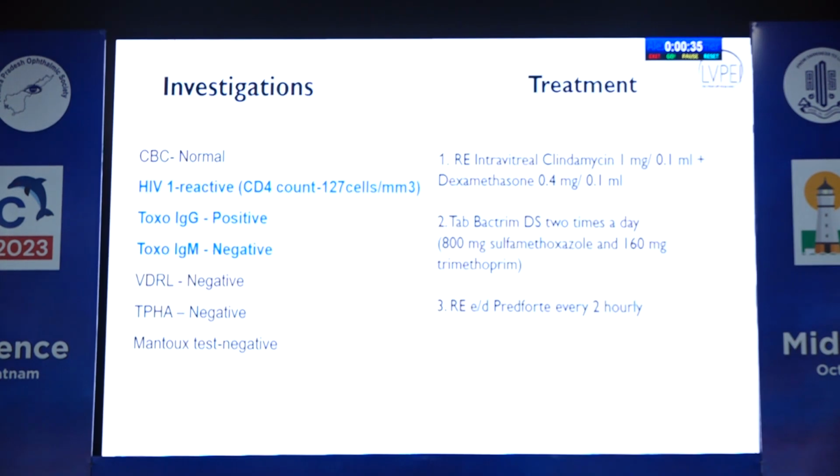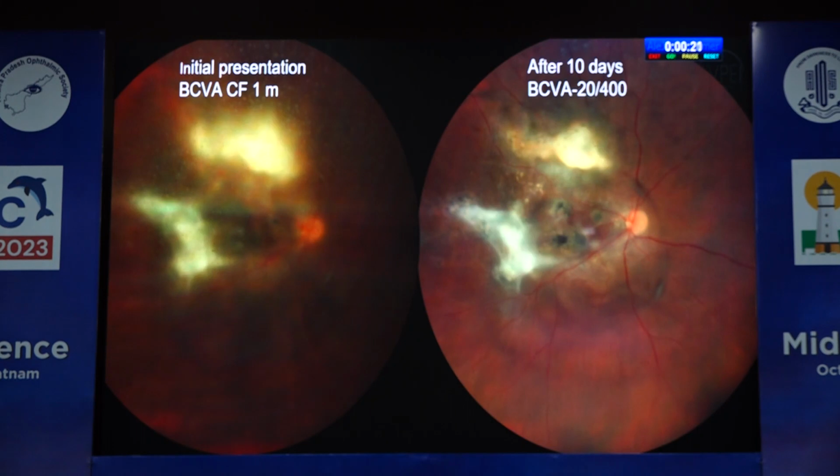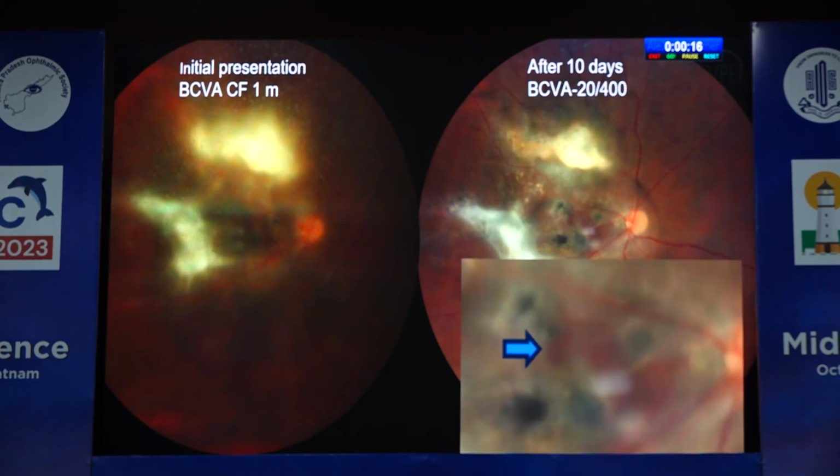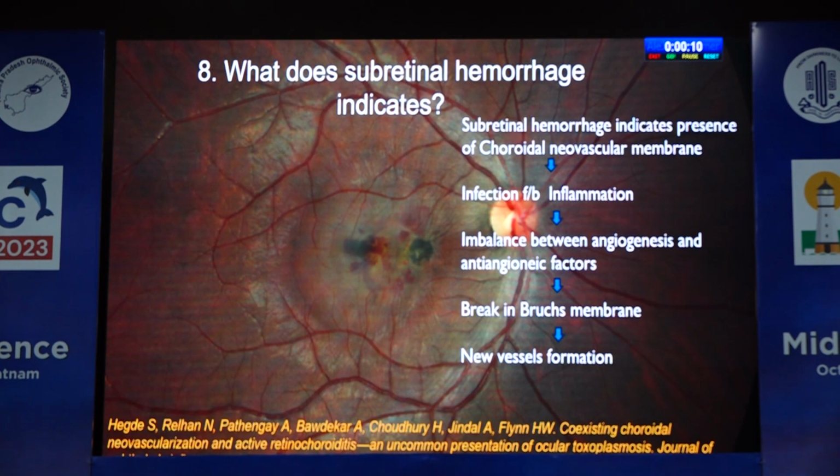So, our 24-year-old female had a history of HIV, and she was treated appropriately with intravitreal Ozurdex injections and Bactrim also, and she was started on Betnesol for her anterior uveitis. Now, over the course of time, when the vitritis cleared, we can see here there is presence of a subretinal hemorrhage, which gave us an indication of a CNVM.